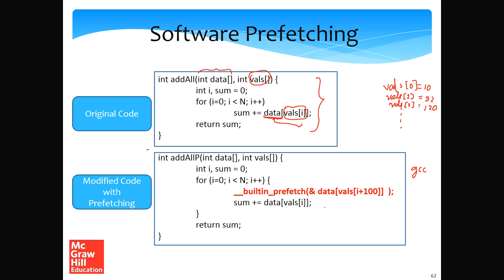So what we can do is that we can prefetch some address which will be accessed in the future. For example, we can prefetch this address over here, which is vals[i+100]. So assume that in the current iteration, we are at vals[i]. So after 100 more iterations, we'll be accessing the data array entry at vals[i+100]. So we can prefetch that entry in the current iteration by calling the function __builtin_prefetch.